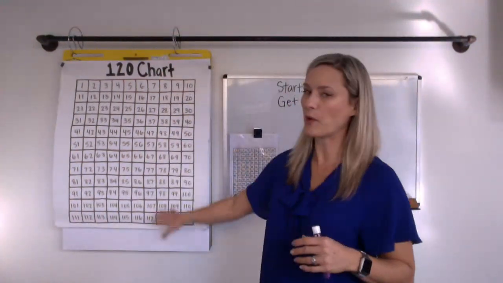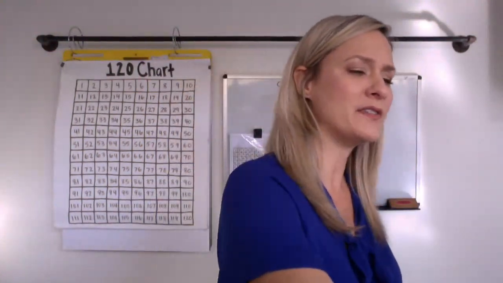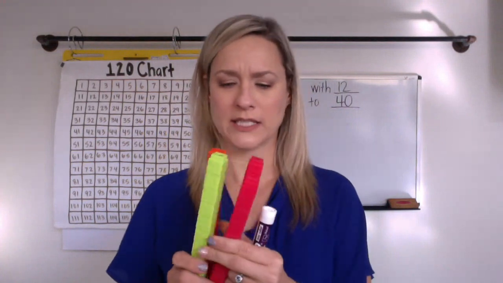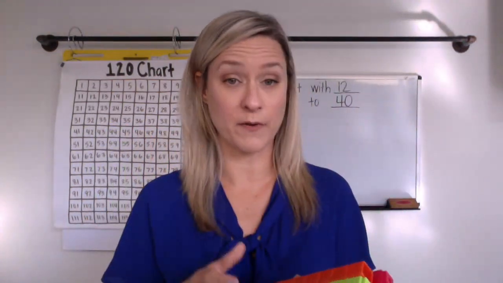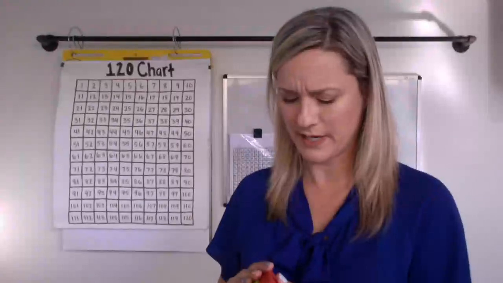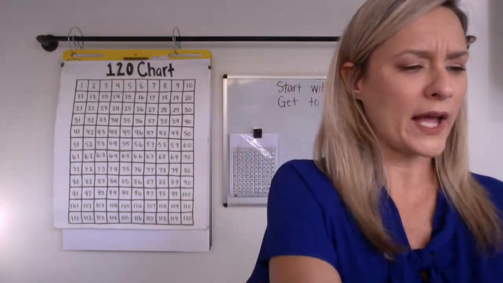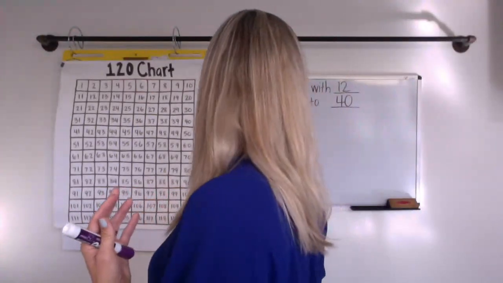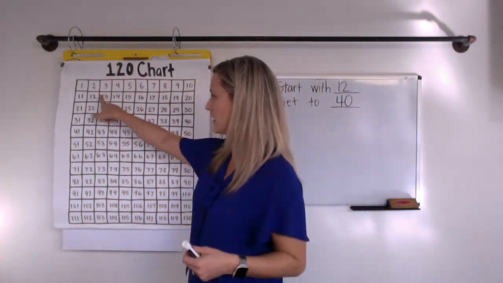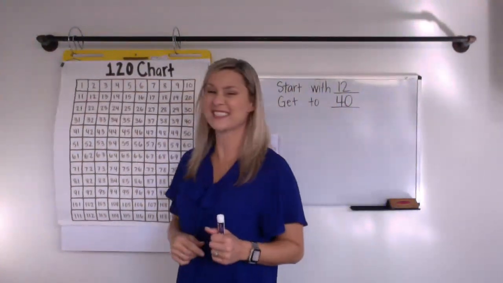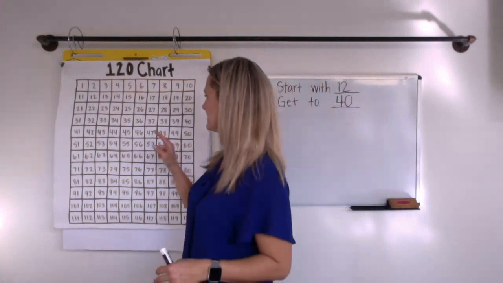Do you have your strategy? I decided to use the 120 chart for my strategy, so I decided to pull out my big 120 chart. I thought about using these, but in the end, for my own strategy, I liked my 120 chart. Okay, let's see. If we start with 12, that's right here, and get to 40, how many jumps would we have to take?